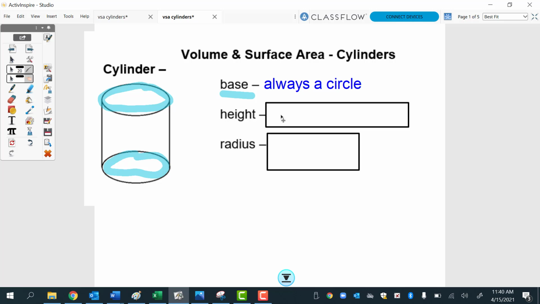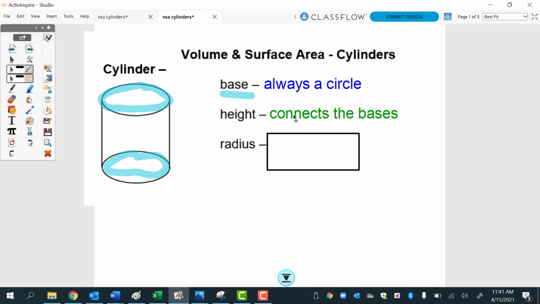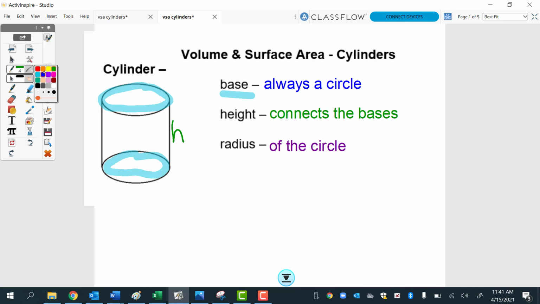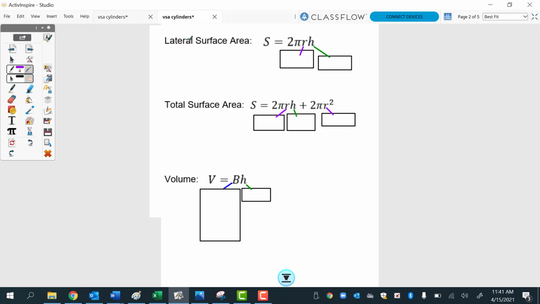And in this cylinder, we also have a height. The height is still connecting the bases just like it does in a prism. So here's my height. And then my radius, since our bases are a circle, we're talking about the radius of the circle, because that's how you find the area of a circle. You need the radius. So I'm going to draw on one of the circles. Boom. Radius.